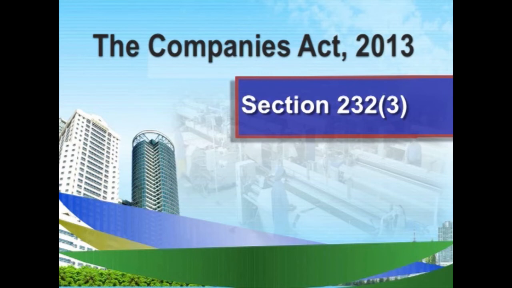The proviso to Section 232 subsection 3 provides that the NCLT has no jurisdiction to sanction a compromise or arrangement involving a scheme for the amalgamation of a company which is being wound up with any other company or companies unless it has received a report from the ROC that the affairs of the company have not been conducted in a manner prejudicial to the interest of its members or to the public interest.